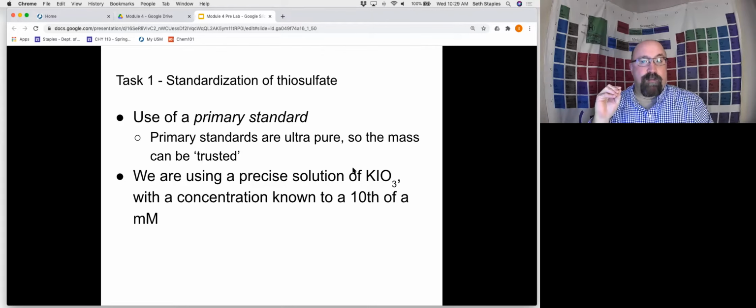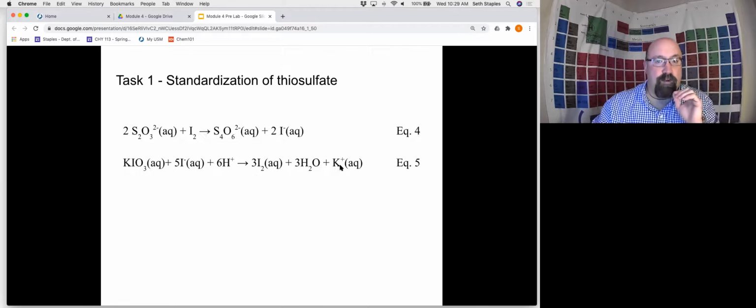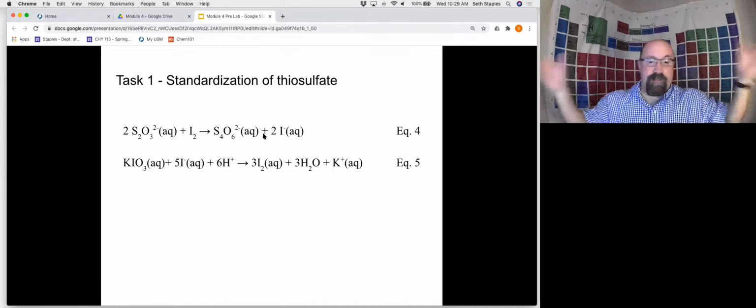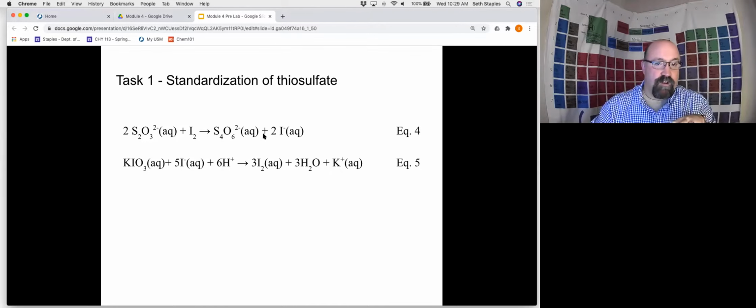In this case, we're going to be able to use a solution of KIO3 with a concentration that's known down to 1/10 of a millimolar. So a very, very accurately known concentration. And so this then introduces another equation into the ones that we looked at. So equation 4, remember this equation here, equation 4 is sort of our equation of the actual reaction that we're running with our titration. And so at this point, things have already been added into our solution.